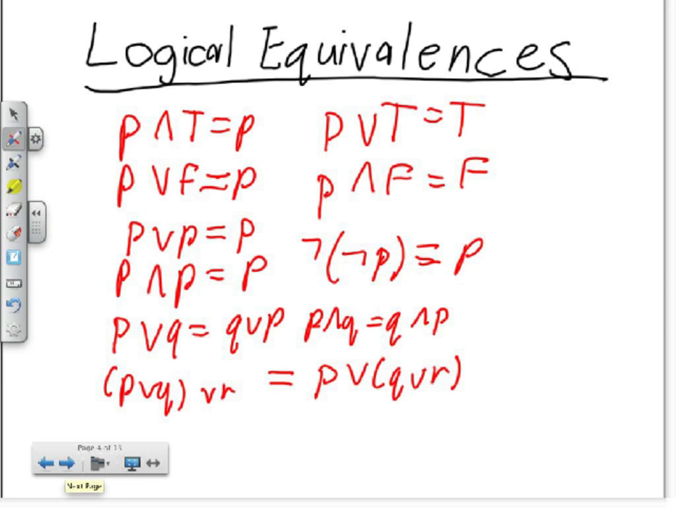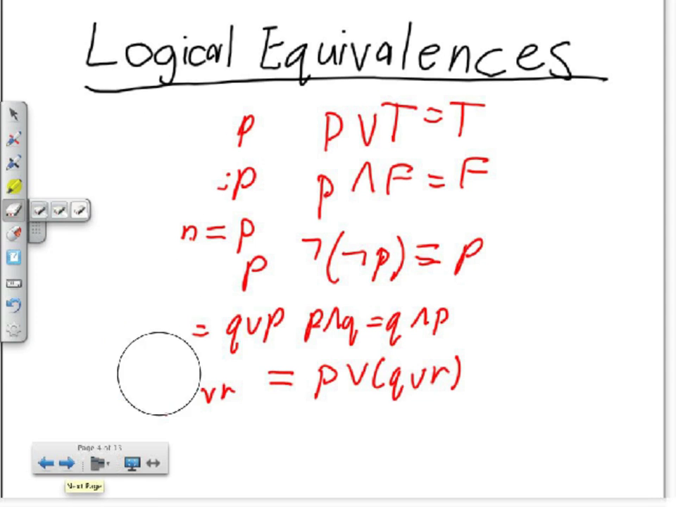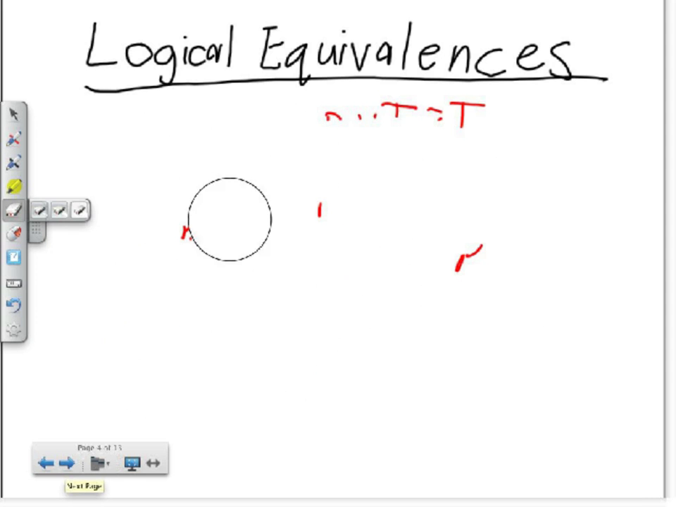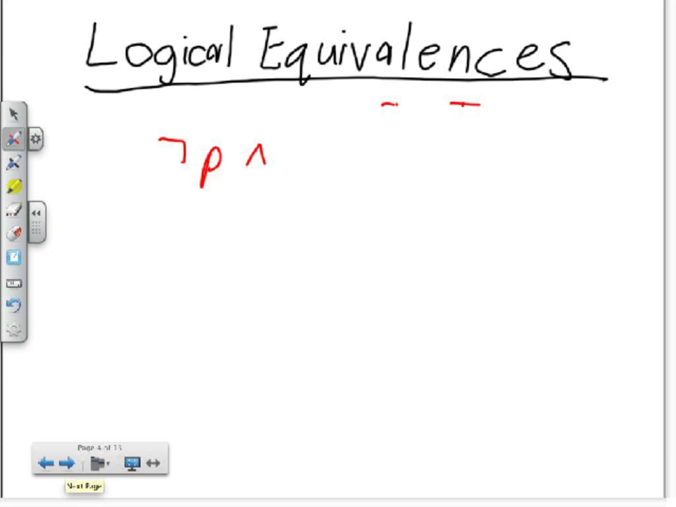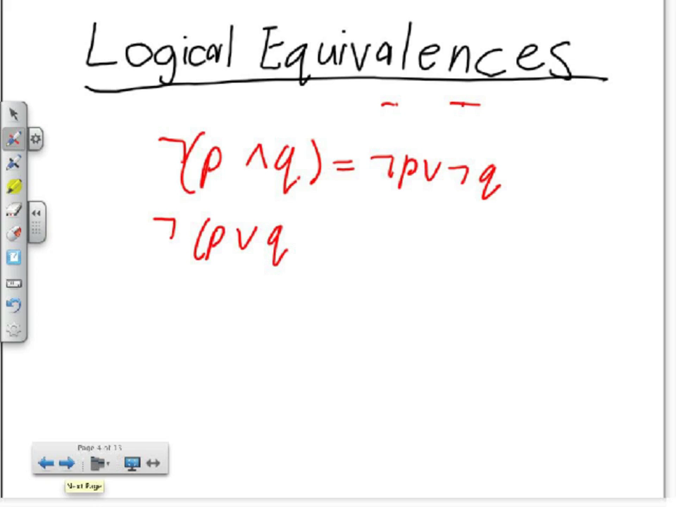Some important ones that we need to know are the De Morgan laws, which are: not (P and Q) is equal to not P or not Q, and not (P or Q) is equal to not P and not Q.